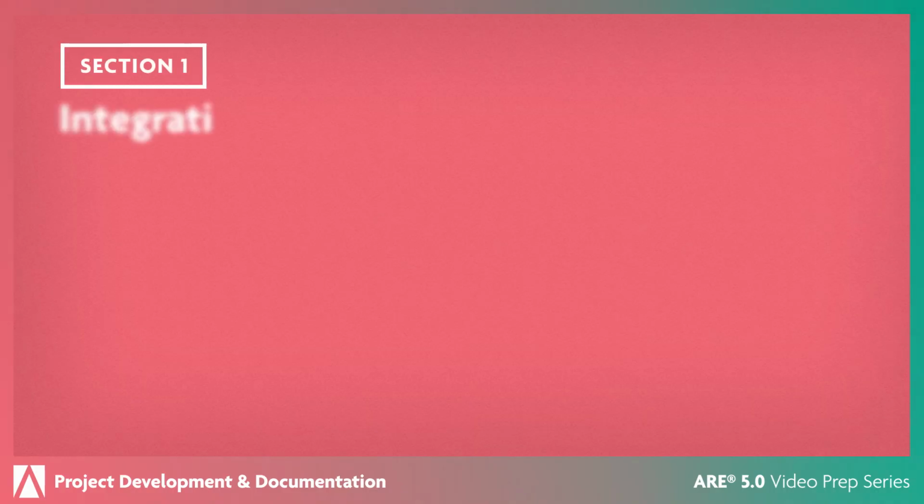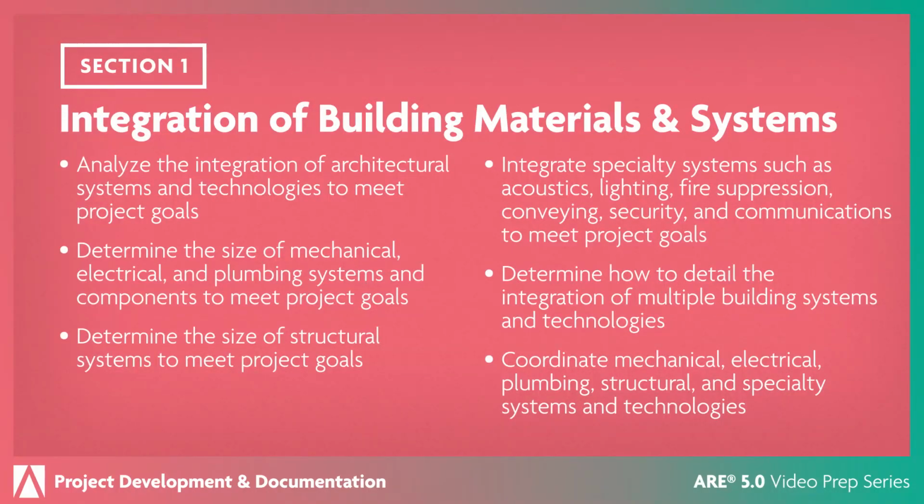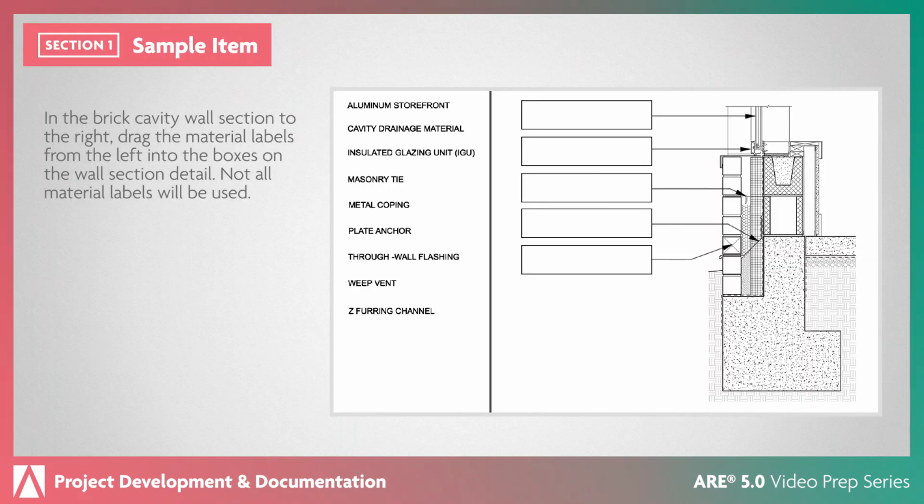In the integration of building materials and systems section, which is one of the largest project development and documentation sections, you'll focus on resolving and detailing architectural systems and assemblies, building materials, and engineering systems. Let's look at a sample question. In the brick cavity wall section, drag the material labels from the left into the boxes on the wall section detail. Not all material labels will be used.